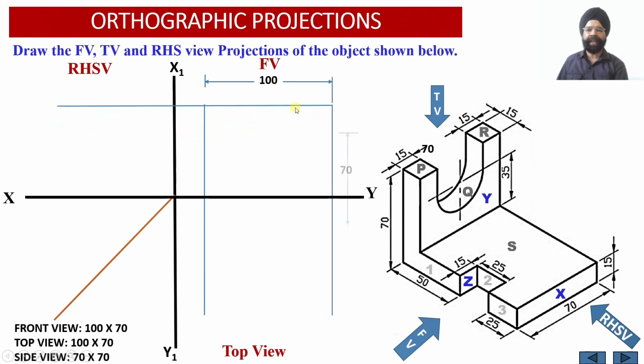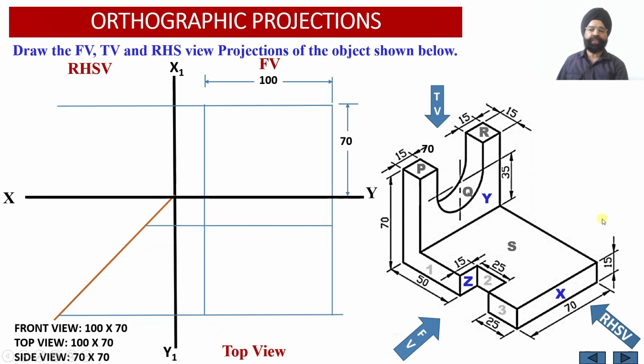Now here we have marked the height of the solid which is equal to 70 millimeter, and this projection line corresponding to the height of the solid equal to 70 millimeter has been extended onto the right hand side view, because in the right hand side view we will be requiring the height of the solid equal to 70 millimeter. Now let us plot the depth of the solid.